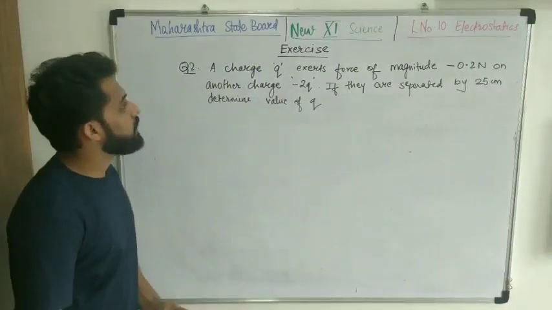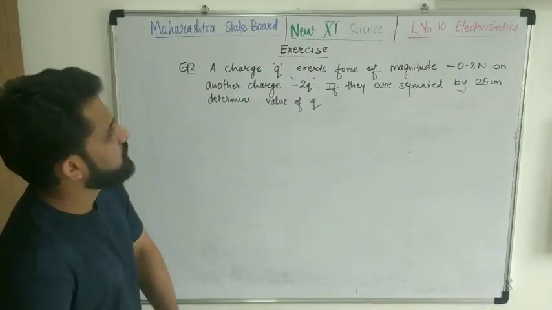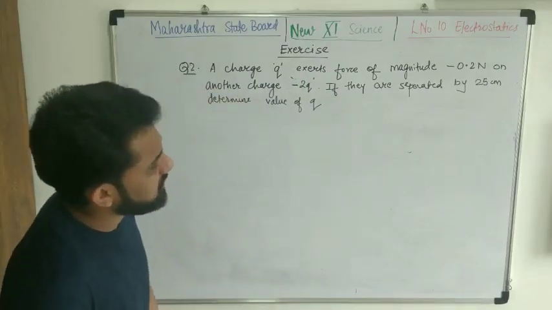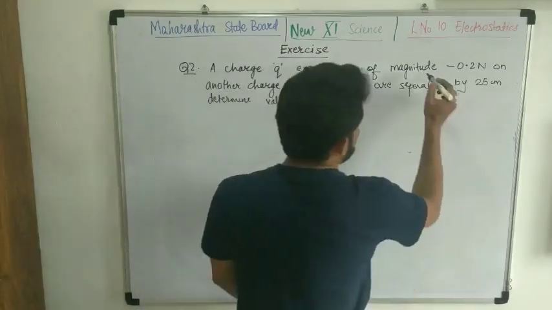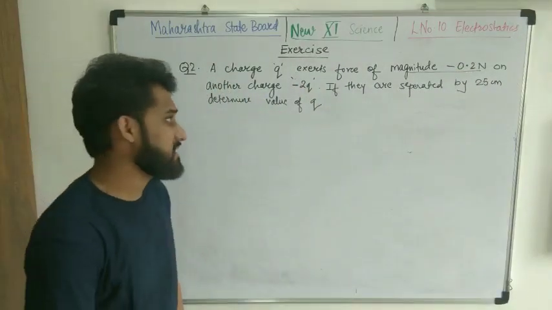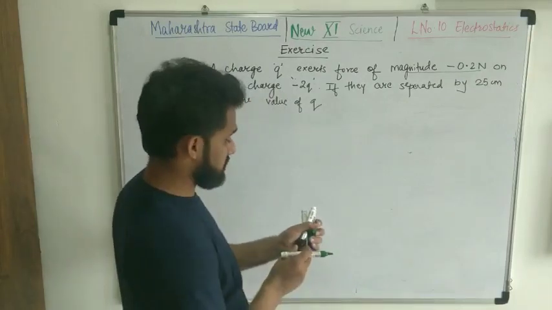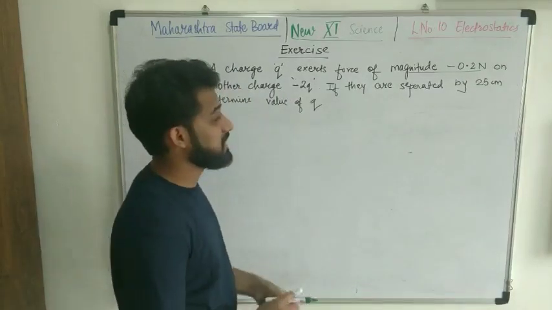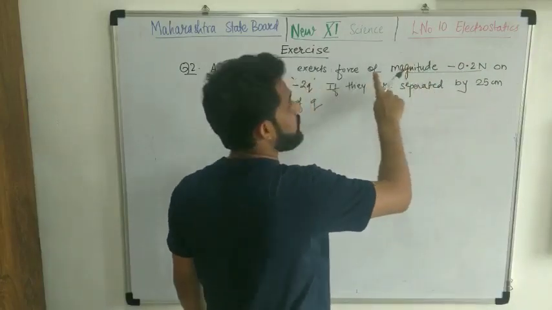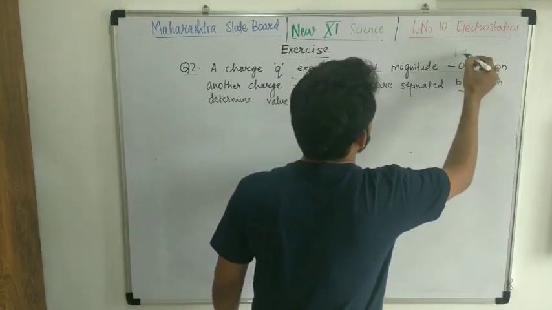So have a look at question number 2. A charge Q exerts force of magnitude minus 0.2 Newton. Now there is a problem with this. Magnitude of minus 0.2 Newton. So there is a slight error in the printing. Actually, magnitude cannot be negative. Magnitude of force is always positive, it is a number. But what we can understand from this is, as it is given the force of minus 0.2 Newton, we can understand the force is attractive.